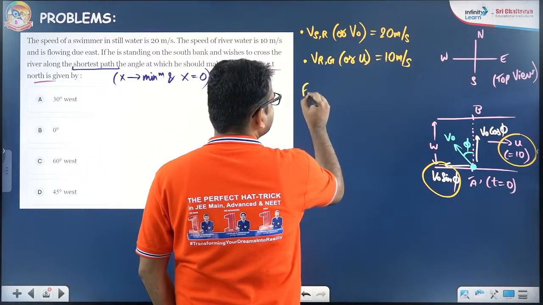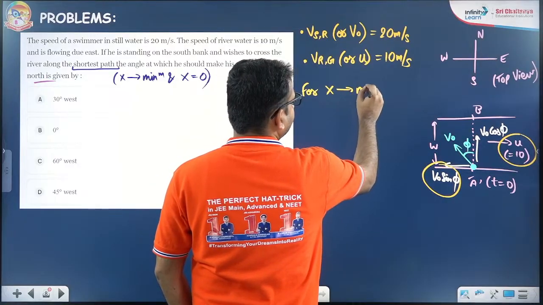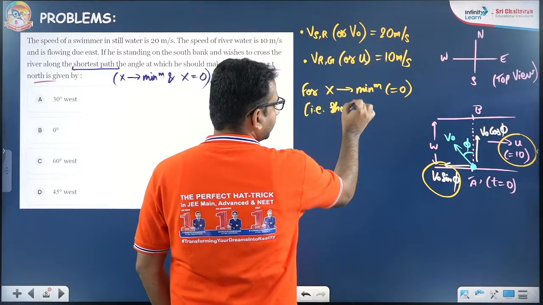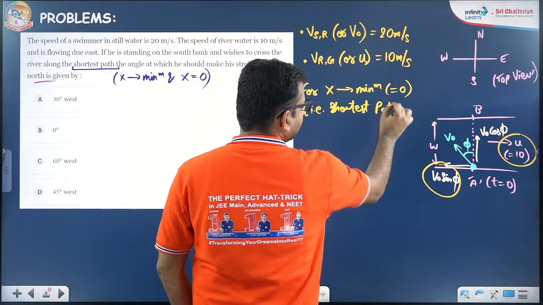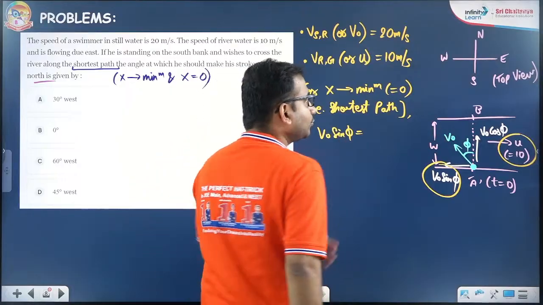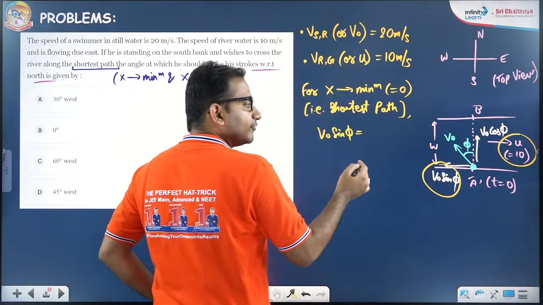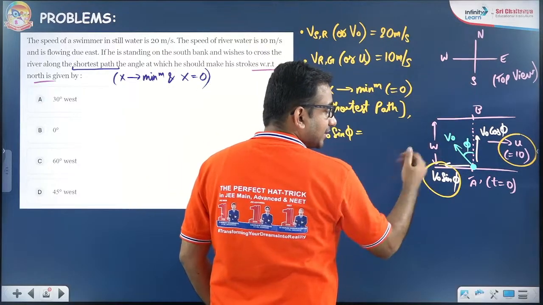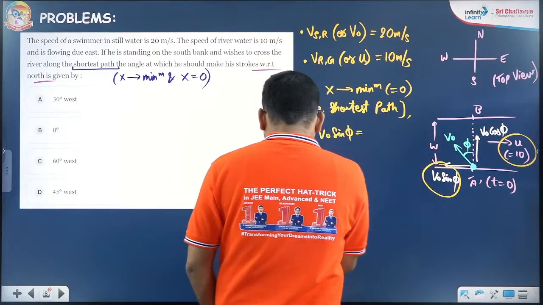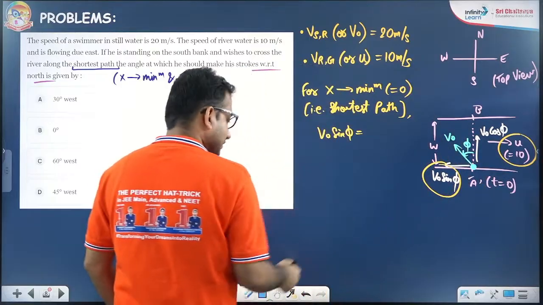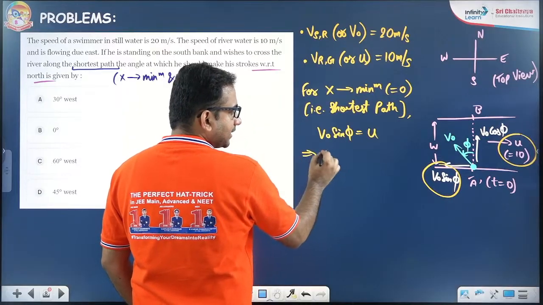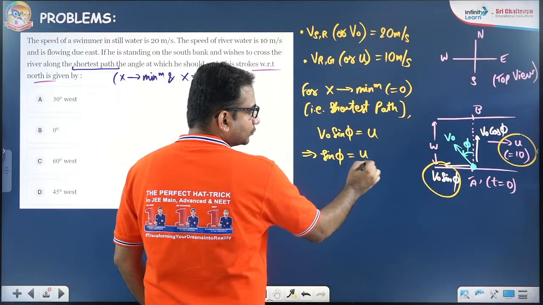You will say here, for x to be minimum, which is equal to 0, that is the shortest path condition. What we can have over here is V naught sin phi. If they say with respect to west, what is the angle made in the north direction, then they will be asking you that angle. Here, from north, what is the angle made in the west direction? They are asking you this angle towards west. So V naught sin phi must be equal to U. This implies sin phi must be equal to U by V naught.